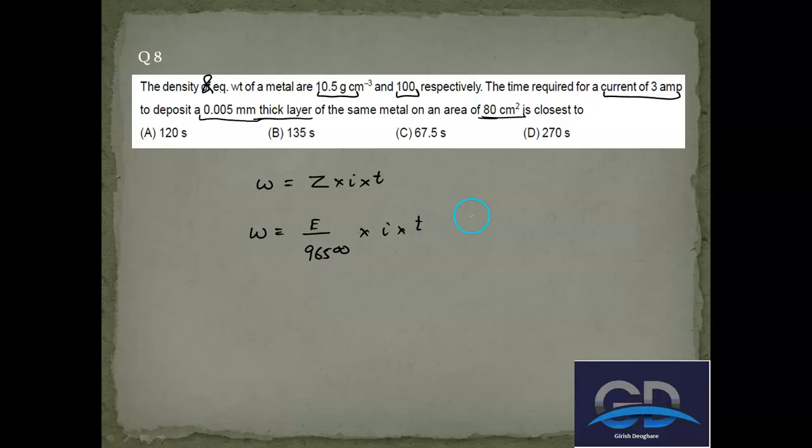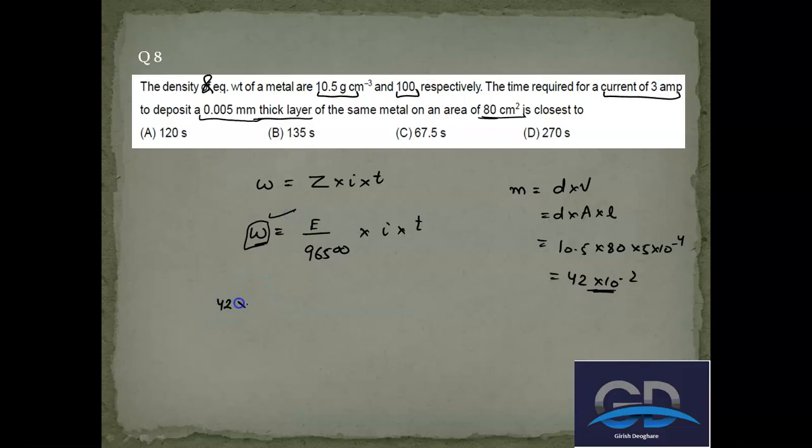Right, and the density is given to us, but how to calculate mass or weight over there? So we know that mass will be equal to density into volume, and volume would be what? That will be area into the height to which this is deposited. So if I put the value, density is 10.5, area of cross section is 80, and the height is 5 into 10 raised to power minus 4. So the mass would be 42 into 10 raised to power minus 2 in grams. So this is what I put in this particular formula.